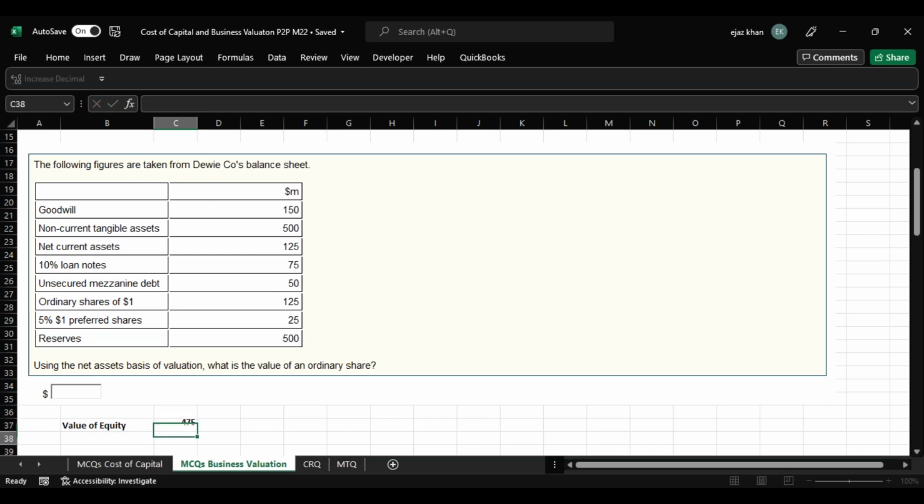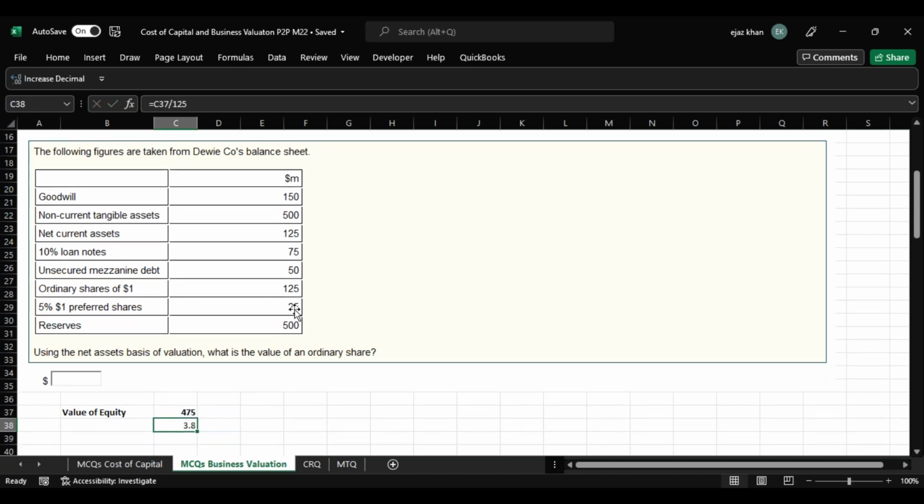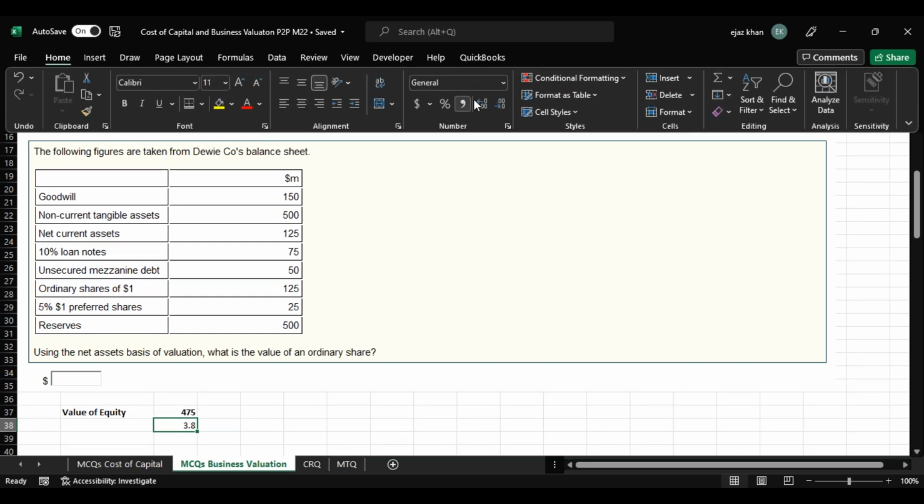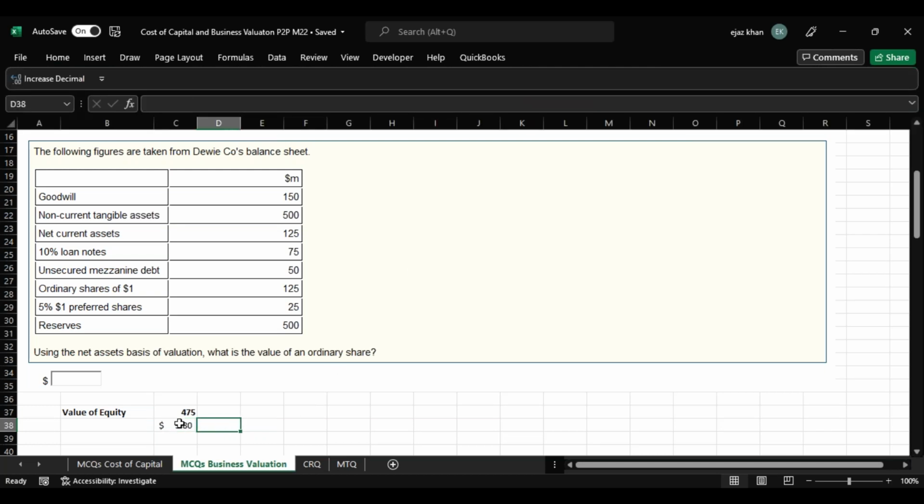Simple. So 475 will be the total value, and that's in millions, and we have to divide it by the number of shares. The number of shares will be, it's $1 share, so 125 million shares. So the value of the share is $3.8.